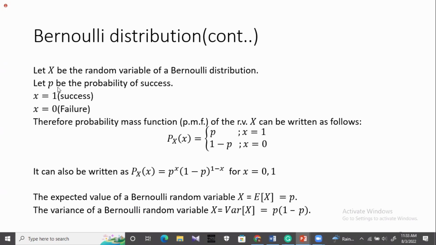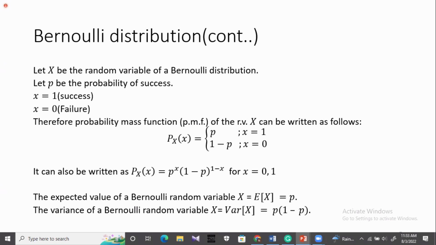Therefore, simple x is equal to 1 if it is a success, and simple x is equal to 0 if it is a failure. So in Bernoulli distributions, the random variable capital X has only 2 values. It can be either 0 or 1. 1 represents success and 0 represents failure. Therefore, the probability mass function of the random variable X can be written as follows.